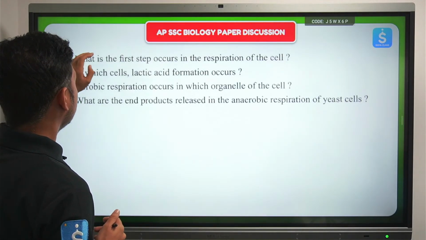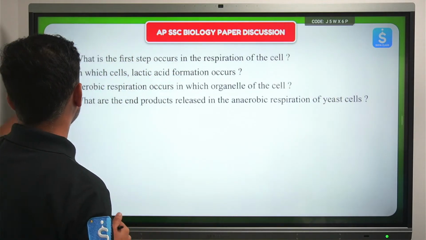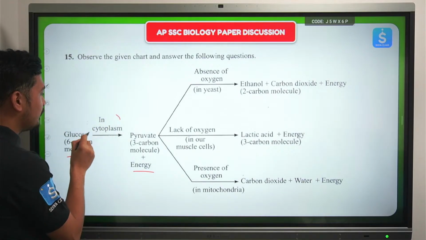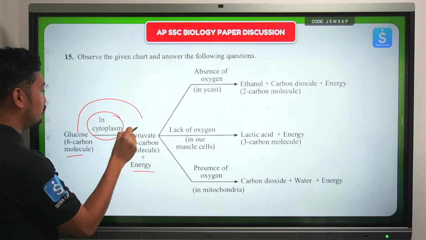The question is, what is the first step that occurs in the respiration of a cell? When we talk about respiration of a cell, the very first step that happens in the cytoplasm is the conversion of glucose to pyruvate.